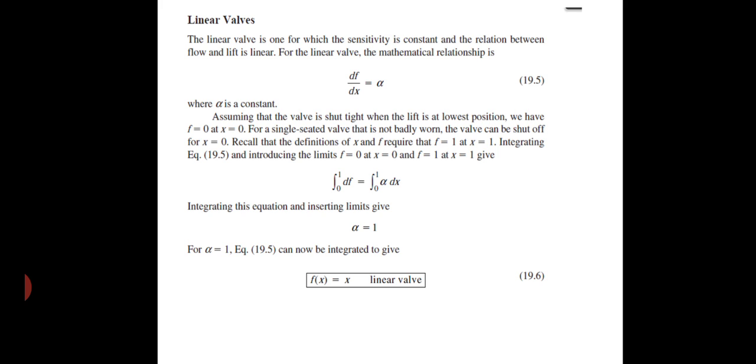We can take any value; that changes only the slope of that equation. Okay, nothing in that. So f(x) is equal to x. Suppose we take alpha equal to 2, then f(x) becomes 2x. So that only changes the deviation rate, or you can say the slope, of that linear valve, right?